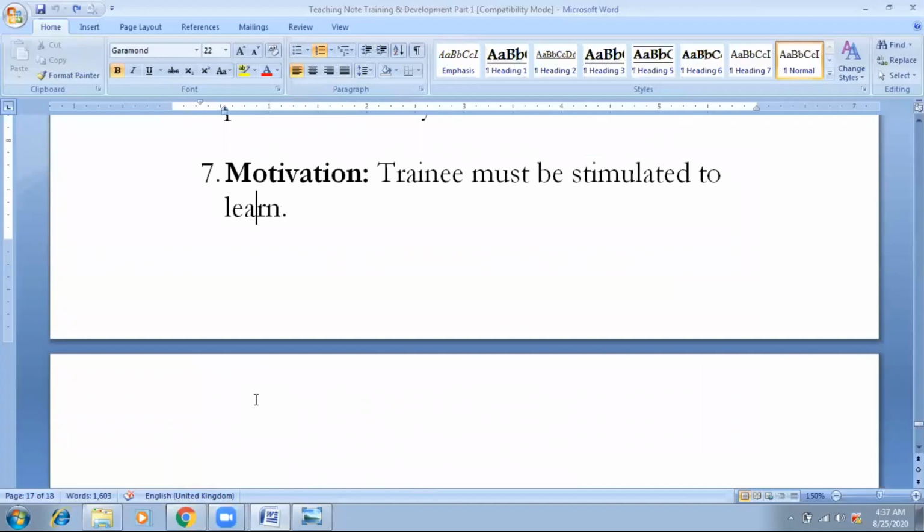Then, principle 7, motivation. The trainee must be stimulated to learn. The learner should be enthusiastic to learn. Maybe by giving a financial reward, or by giving hope for getting a promotion, it is possible to motivate trainees to learn.